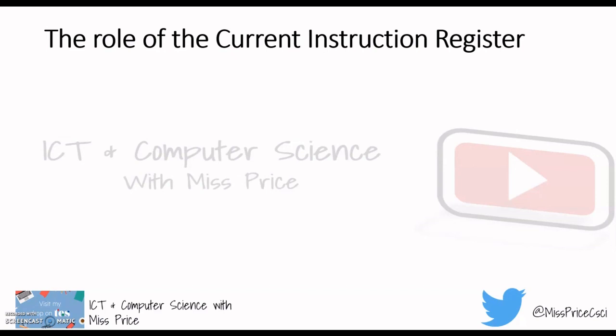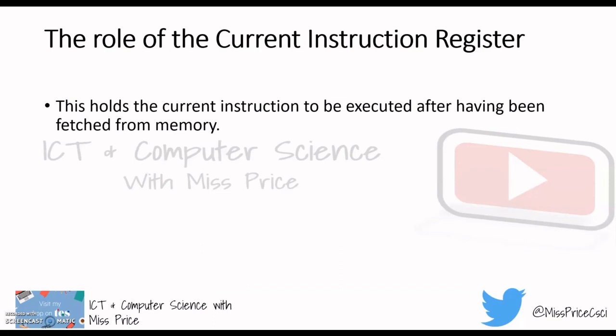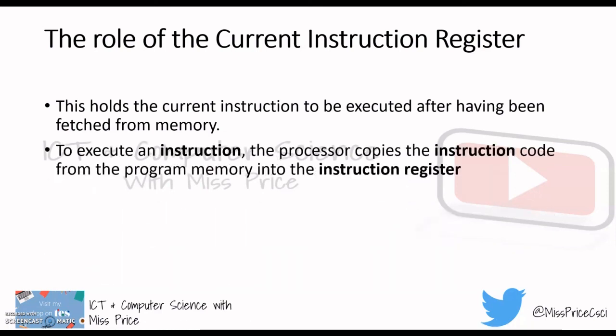Then we've got the current instruction register. This is the CIR. And this holds the current instruction to be executed. So after having been fetched from the memory, so this instruction's been fetched from the memory, and it is the current instruction that needs to be executed. So this needs to go through. And then the processor will copy the instruction code from the program memory to the instruction register, ready for it to be executed.